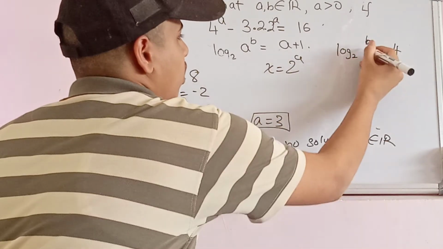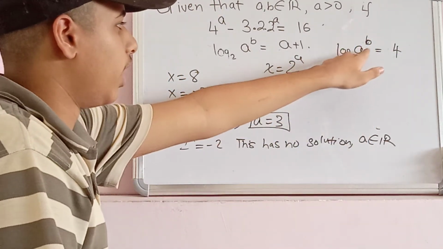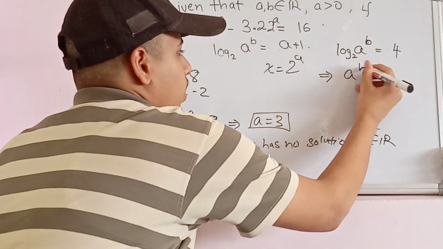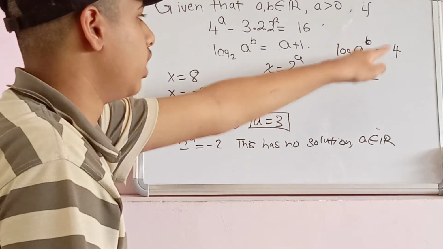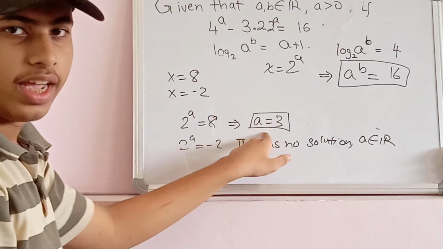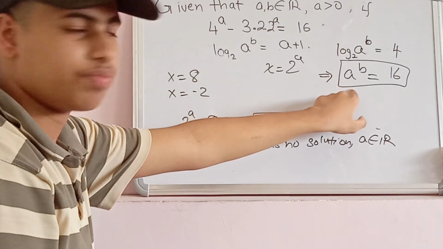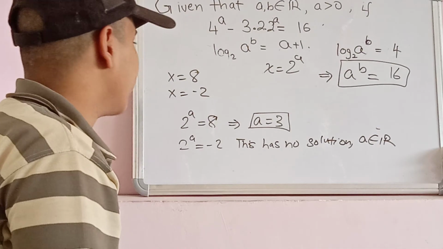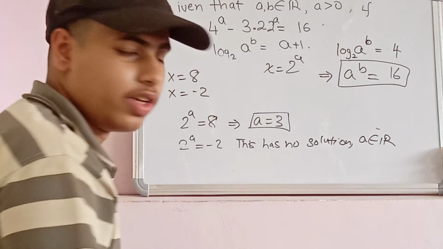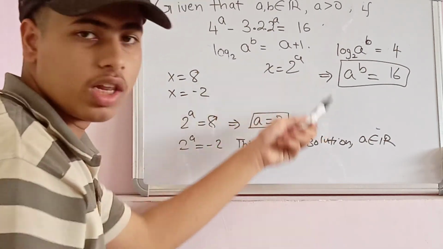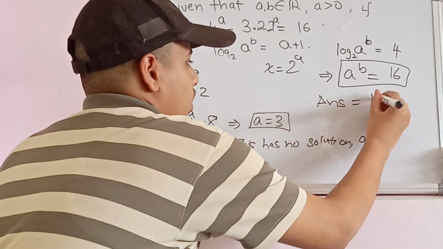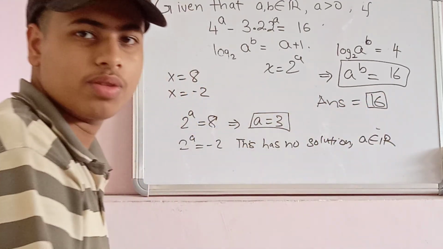write it like that. Log base 2 of a to the b is equal to 4, which means that a to the b is equal to 2 raised to the 4th power, that is 16. Since we have just one value of a, we have just one value of a to the b. And so we can say that this is the only possible value. The only possible value of a to the b is 16, and so the sum of all the possible values is also 16. So the answer is 16. That's it. Thank you for watching.